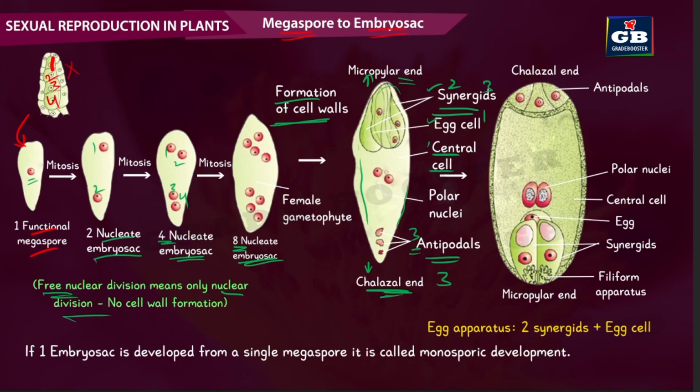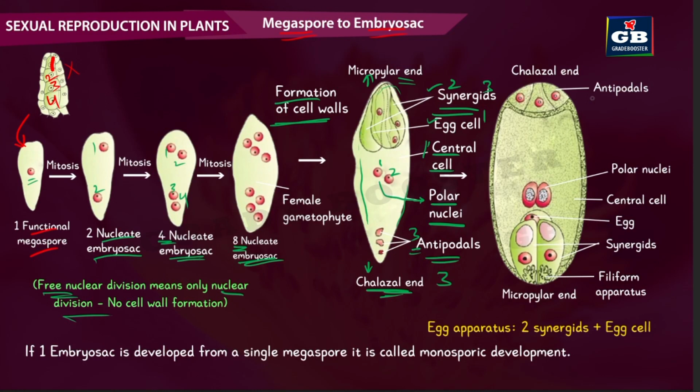Now the central cell has got 2 nuclei, 1 and 2. So these 2 nuclei of the central cell are called polar nuclei. So total 8 nuclei. They formed the 2 synergids, 1 egg cell, 1 central cell and 3 antipodals. So it develops into the embryo sac. Now let us look at the different parts of the developed embryo sac.